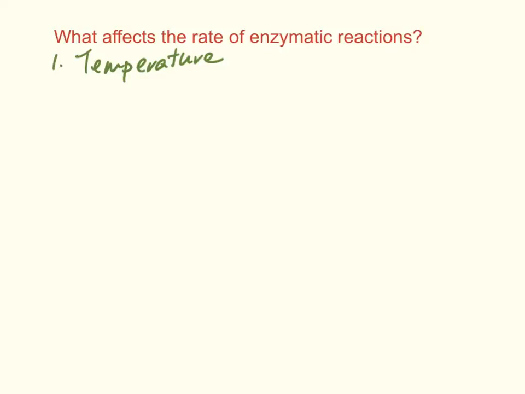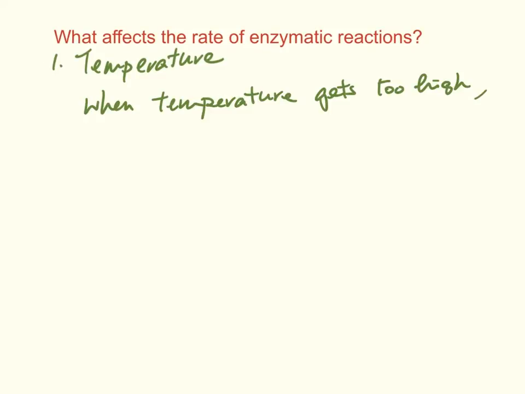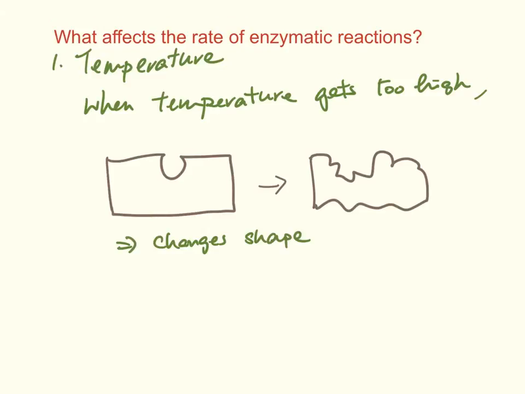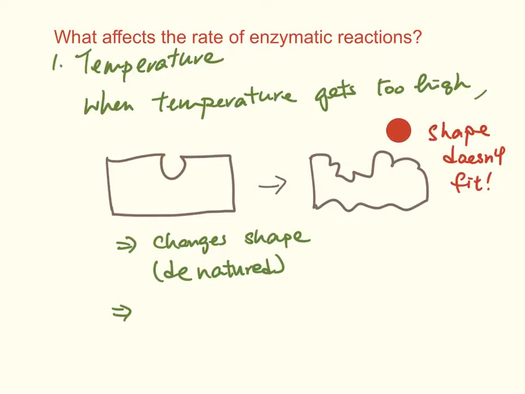Now, when we talk about temperature, it is important to note that when the temperature gets a little too high, what happens is the shape of the protein or the enzyme is going to change. When the enzyme changes in shape, we say that it is denatured. And when it is denatured, the substrate that originally fits into the active site can no longer fit into the new active site. And therefore, no reaction will happen after the enzyme is denatured.